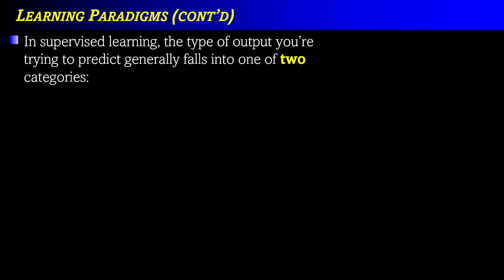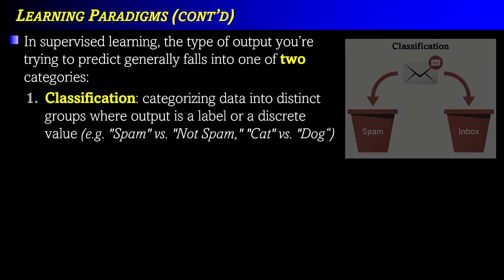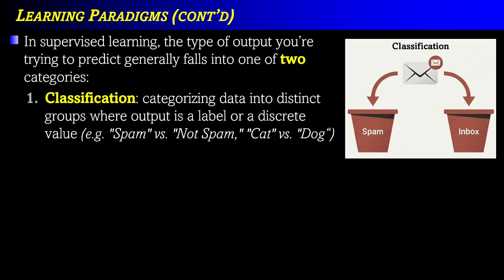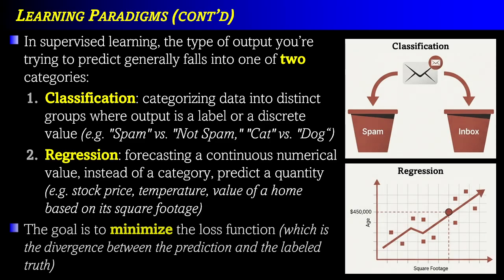In supervised learning, the type of output you're trying to predict generally falls into one of 2 categories. A classification. So for example, we're training a model to classify things into, say, groups or buckets or categories. For example, it can look at data like emails and determine, is this a spam email? Is this not a spam email? In my example with the pictures, is this a cat versus not a cat, or is this a cat versus is this a dog?